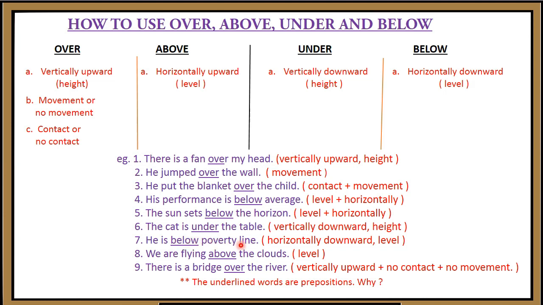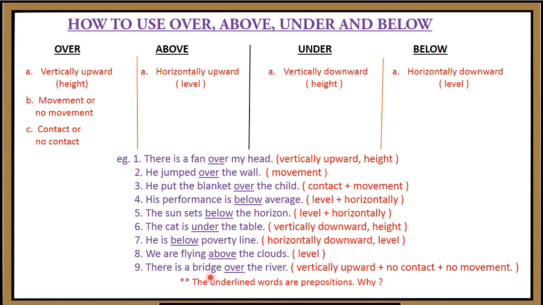He is below poverty line. Poverty লাইনের নিচে আছে, so poverty line, this is a kind of level and তার নিচে আছে বলে it is horizontally downward. We are flying above the clouds. The clouds are used here as the level, so it is above.